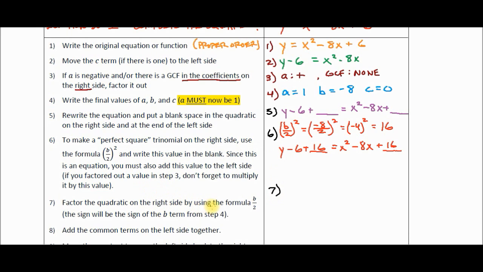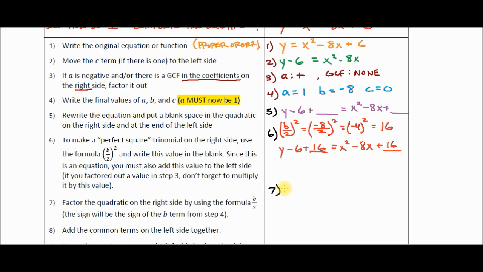Okay, step number 7. Factor the quadratic on the right side by using the formula b over 2. The sign will be the sign of the b term from step 4. So now what we're doing is we're going to go ahead and factor. If you look at this class, we're going to factor the standard form quadratic on the right. Now if you remember on a previous video, we talked about special forms or special cases of standard form quadratics. This is a special case. It's a perfect square trinomial. Now you can factor this through your normal factoring steps, but I recognize this pattern, and by the way, this will always be a perfect square trinomial if you do step 6 correctly.